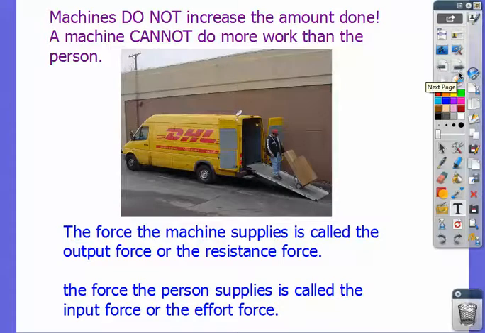So when this gentleman uses this machine, instead of having to put in the full amount of force to lift these boxes, maybe half a meter, up into the van, he can supply a lot less force by using the ramp. But instead of only moving the boxes half a meter, he has to pull over maybe 2 meters' worth of distance. So he's able to supply less force, but he has to supply that force over a greater distance. This makes the work feel easier, but it actually does not decrease the amount of work that gets done.